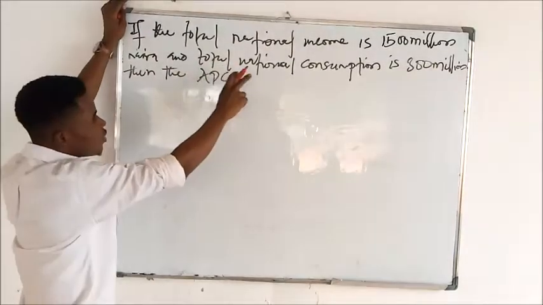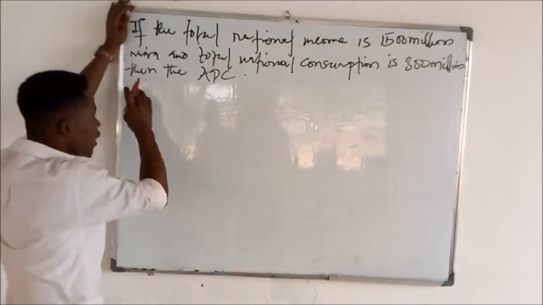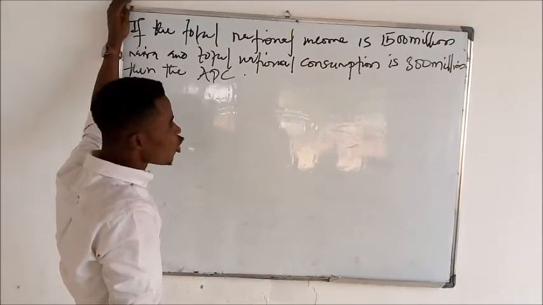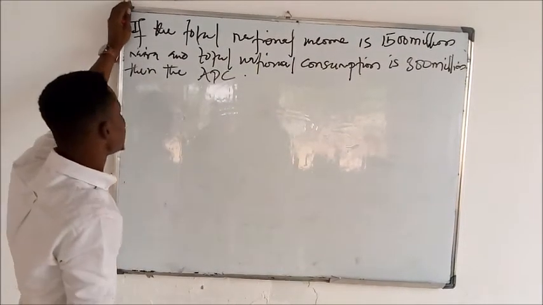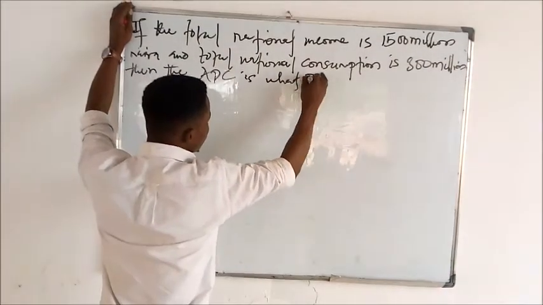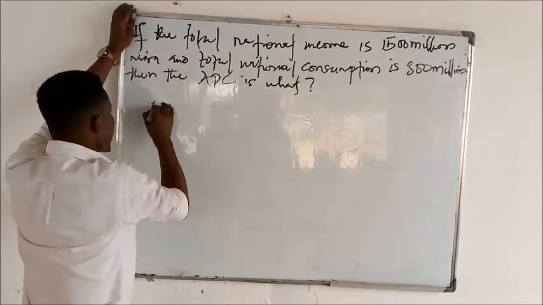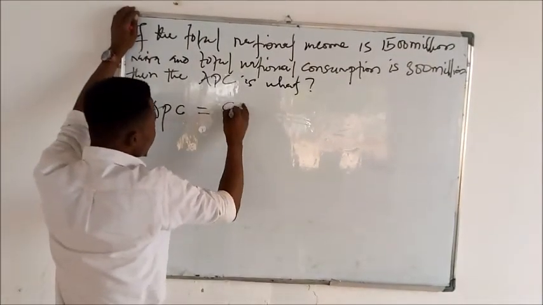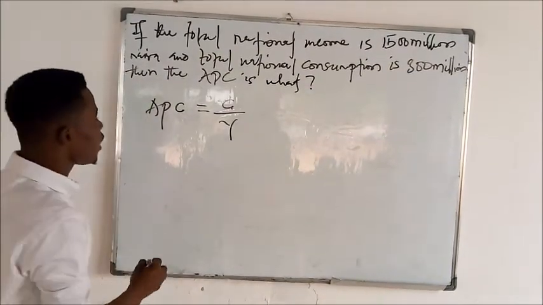If the total national income is 1,500 million naira and the total national consumption is 300 million naira, then what is the APC? Don't forget, we have been able to establish that APC is equal to consumption over income.